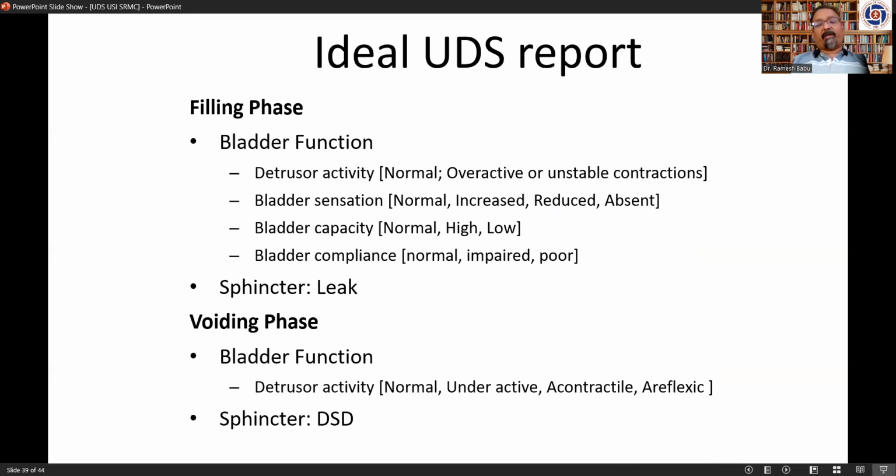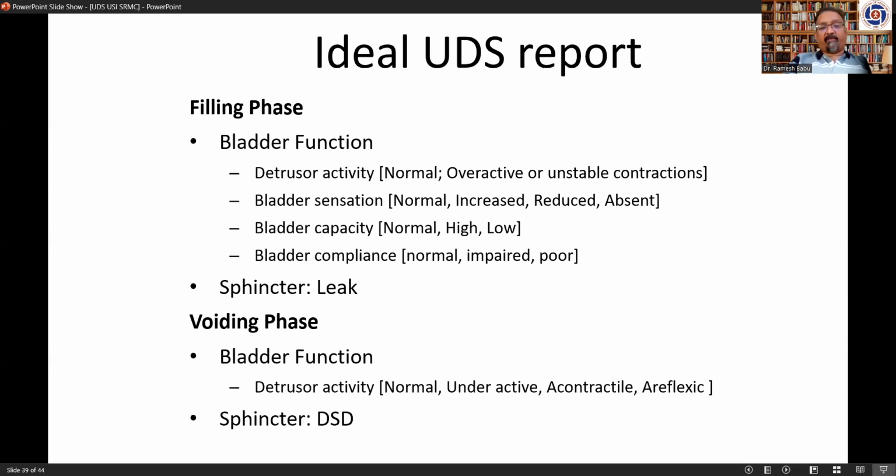An ideal urodynamic report should have details of filling phase, the bladder function, what is the detrusor activity, whether it is normal, overactive or underactive, then bladder sensation, whether it is normal or increased or reduced, then what is the bladder capacity, whether it is a low capacity bladder, and whether the compliance is poor. So we should mention all these things in the report, and also about the leak, whether the sphincter is continent or not. Then we can also add various points like leak point pressure, DLPP, LPP, all those things.